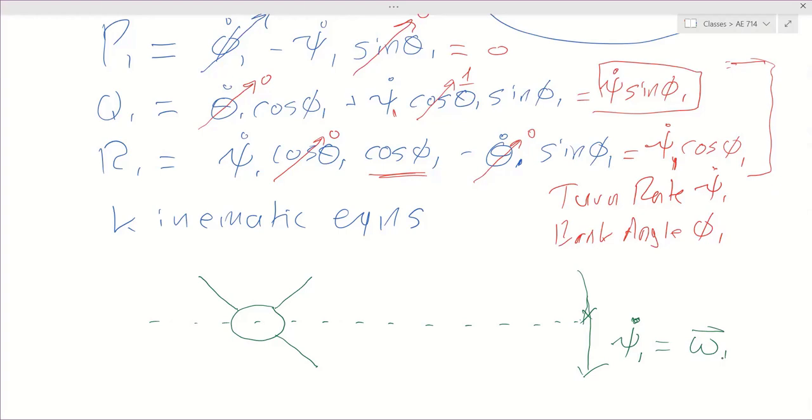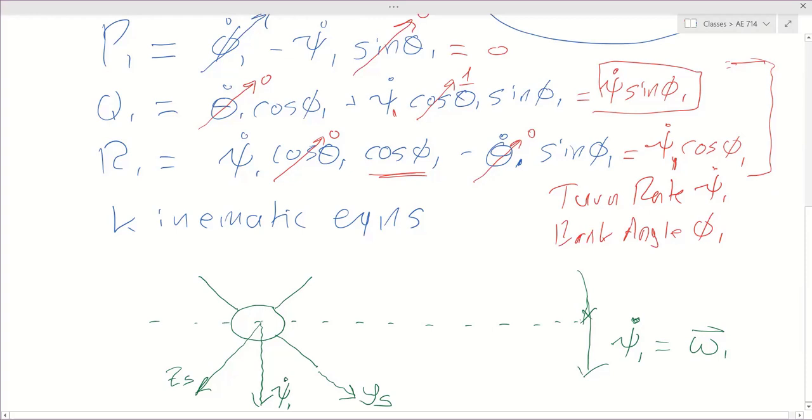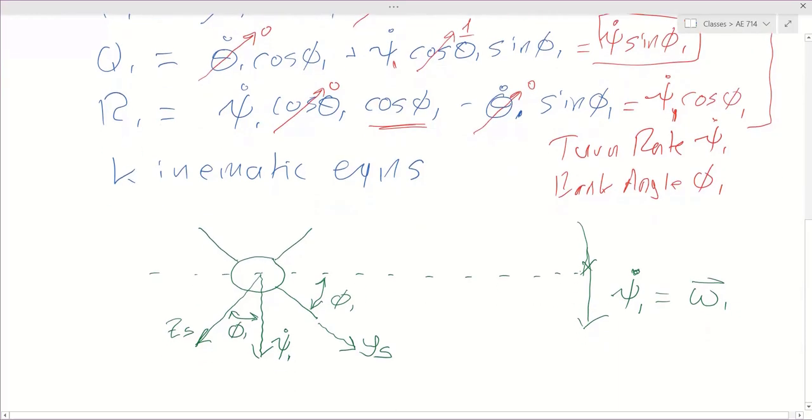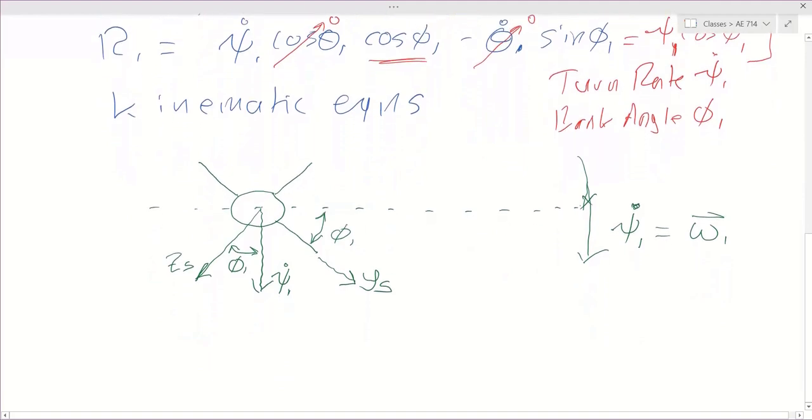So if we look at the z and y axis of the airplane, we can project that psi dot onto that axis system. So there's psi 1 dot, that's the vector. And this is the angle phi. So I'll scoot that up so it's easier to see. And we'll simply take components of psi 1 dot along the z and the y axis.